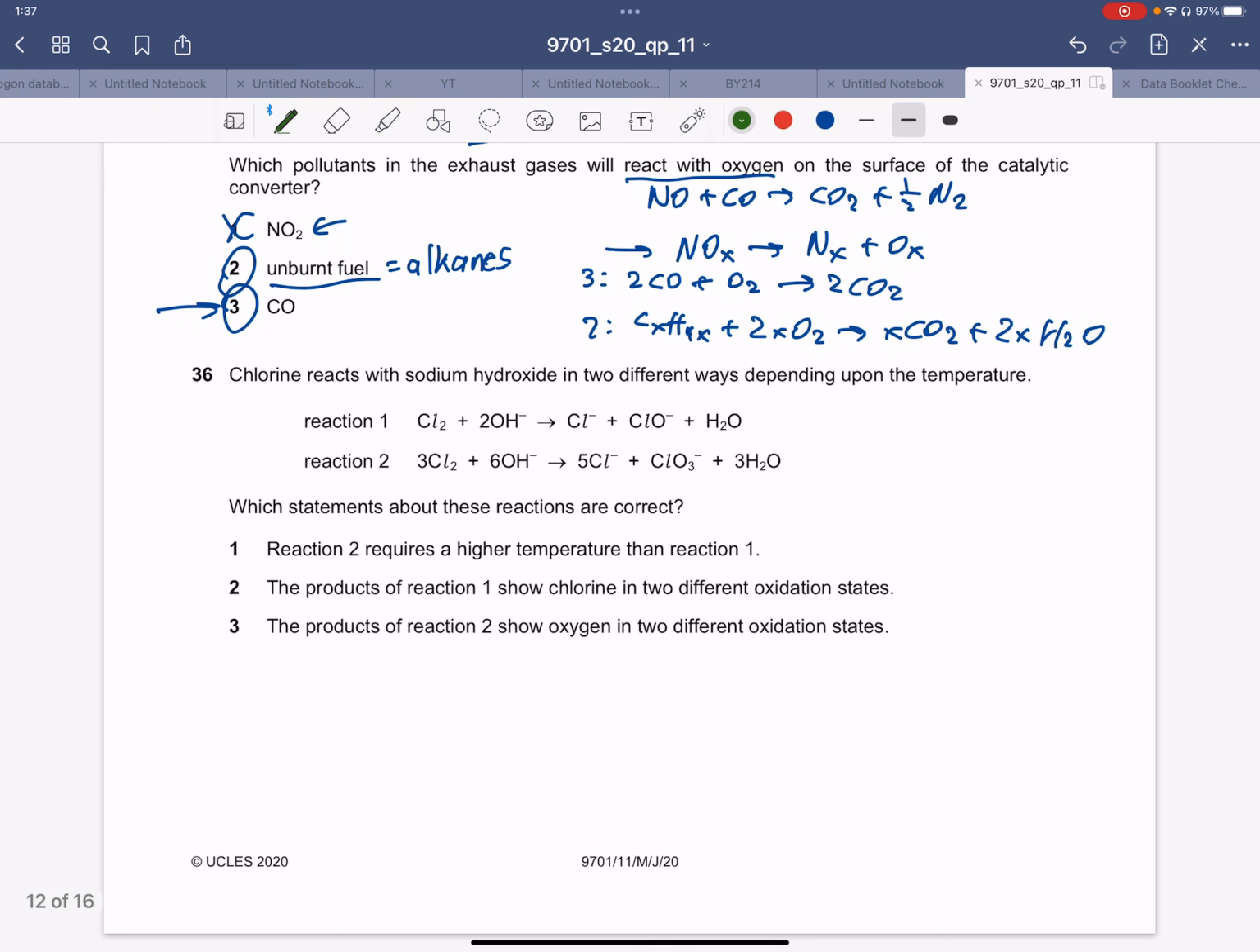All right, moving on. Question 36. Chlorine reacts with sodium hydroxide in 2 different ways depending upon the temperature. If you ever get 2 reactions like that and you spot this kind of compound, the first thing that comes to mind is a disproportionation reaction. And what that is: disproportionation.